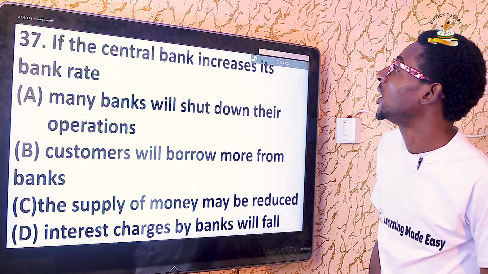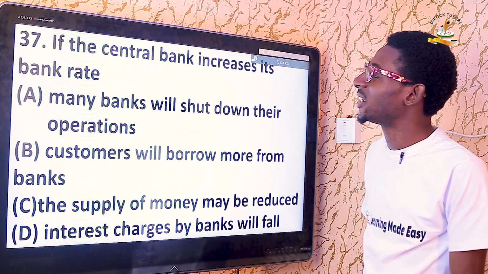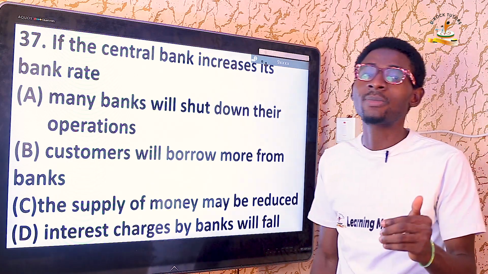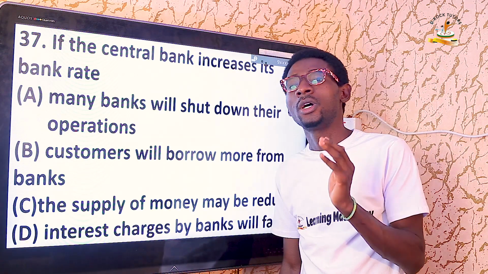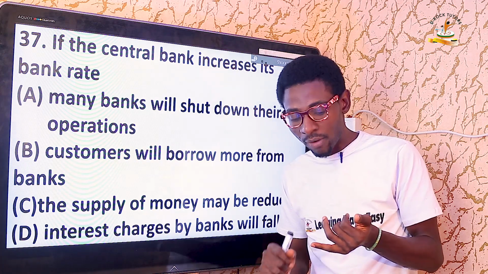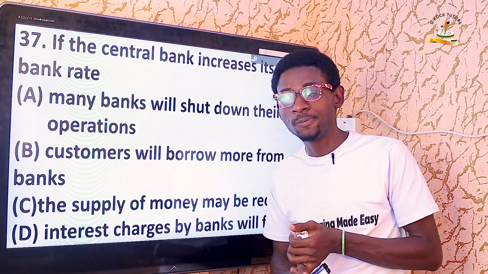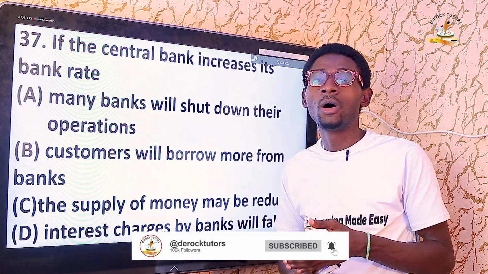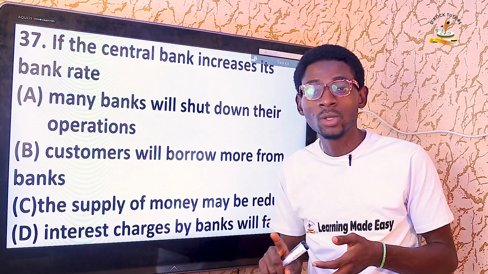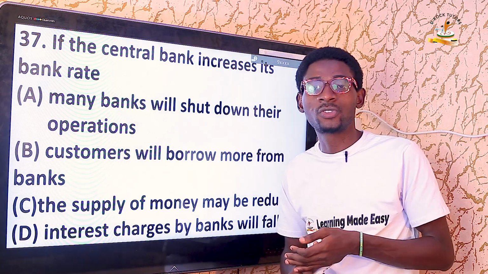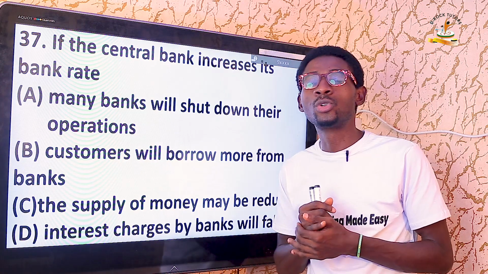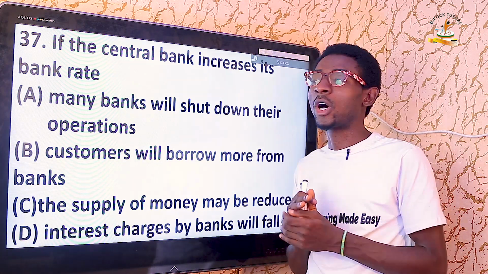37. If the central bank increases its bank rate, now, there are various methods by which central bank controls the operation of commercial bank. We have what we call the open market operation. We have through bank rate. We have through cash ratio. We have through special deposits. We have through moral persuasion. We have through special directive, and so on and so forth.